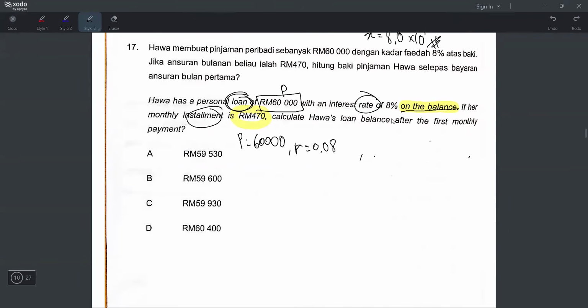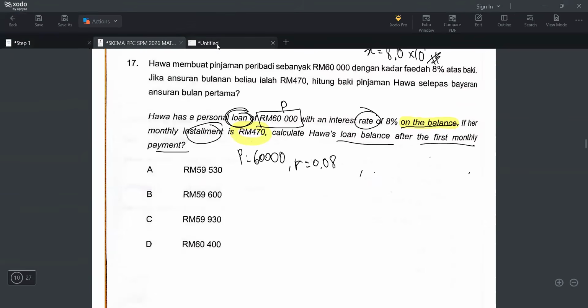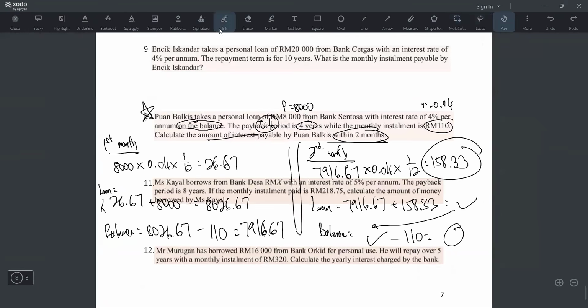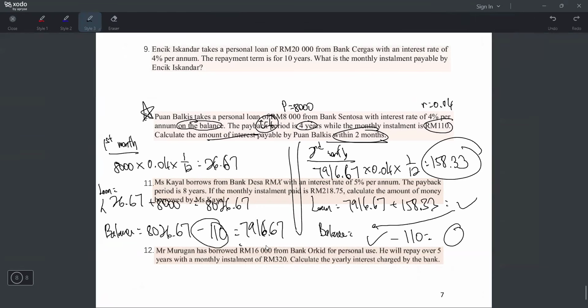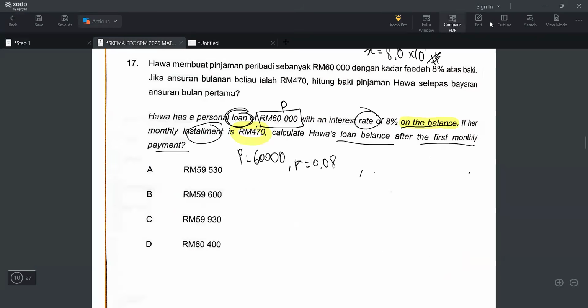So this question asks for the balance after the first monthly payment. So what you have to do is do until here, guys. Balance after the first month payment, after the first monthly installment. This is the one we want. But of course, the answer is not 7916.67 lah. The value I used is from the other question. So we basically do this step, and do until here only. Don't have to carry into the second month. So I'm just gonna write first month here.